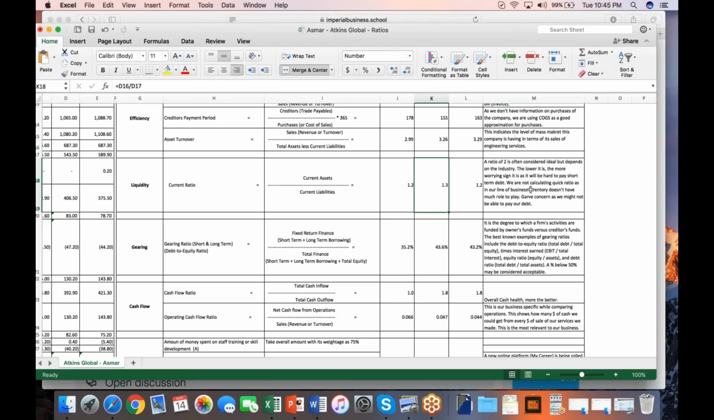I have also mentioned we are not calculating the quick ratio, as in our line of business, inventory doesn't have much role to play. And here I have mentioned grave concern, as we might not be able to pay our debt. So my ratio is 1.2, 1.3, which is very poor. It should be 2, then it would be satisfactory. Okay, so now let's go to the next one, which is gearing.